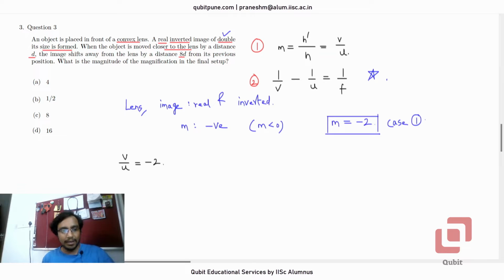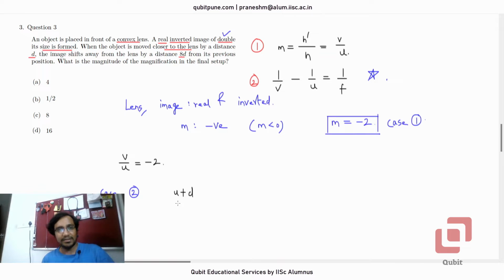Secondly, if we now try to apply the 1 upon V minus 1 upon U equation to our second case, what equation are we going to get? They're saying the object is being moved closer to the lens. So this time the object distance is U plus D. Well, usually the object distance is negative, right? Because we always place the objects to the left of the mirror or the lens. But now we are taking this object closer to the lens, so we must add D to U.